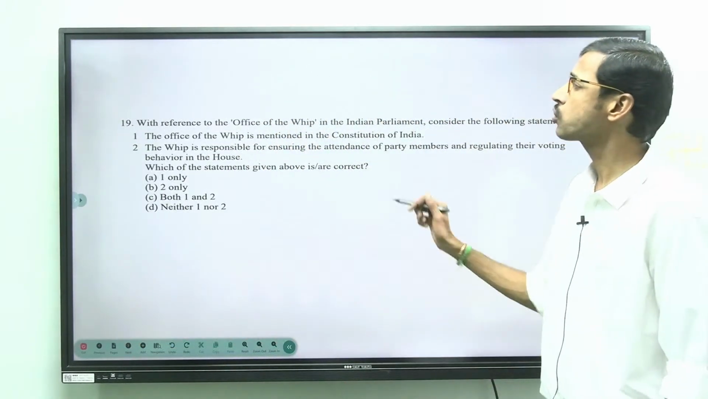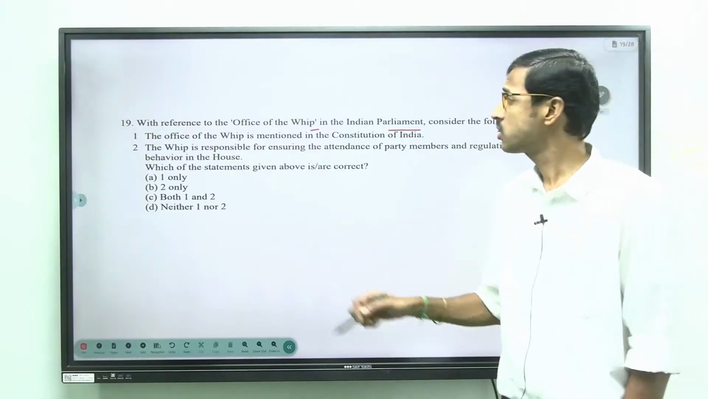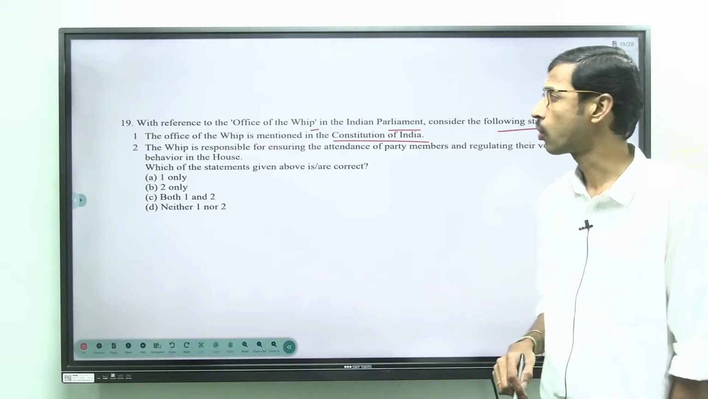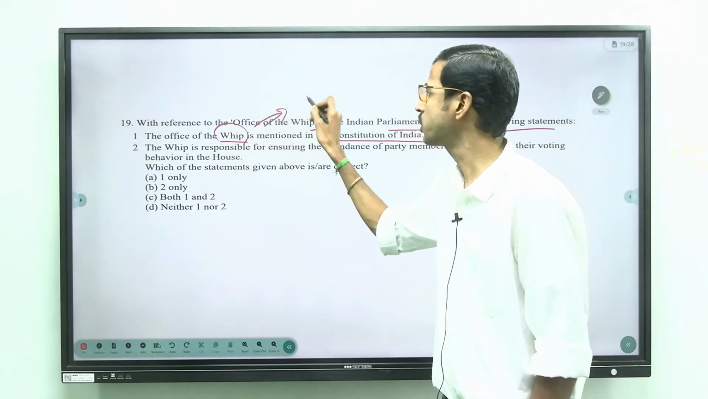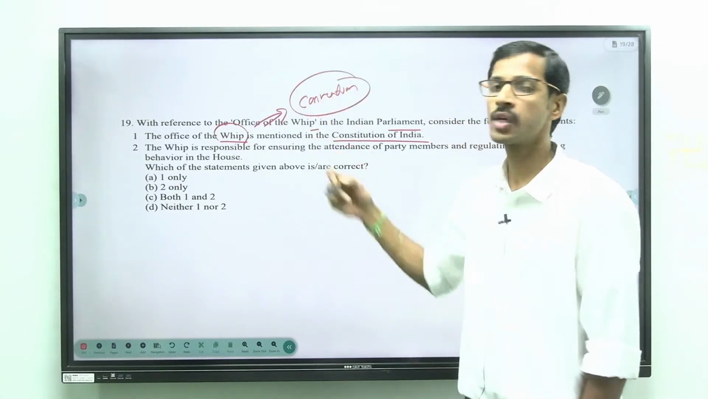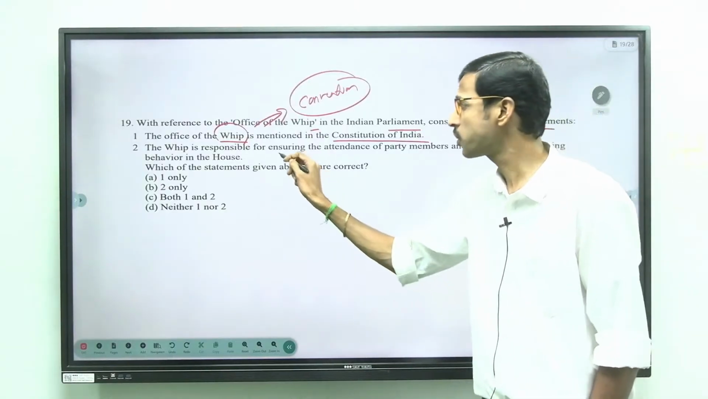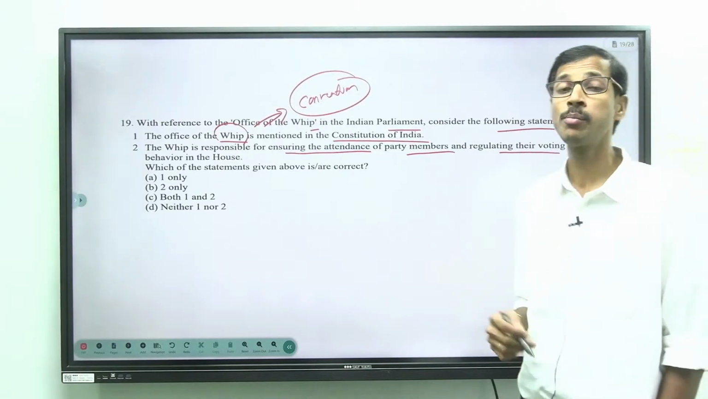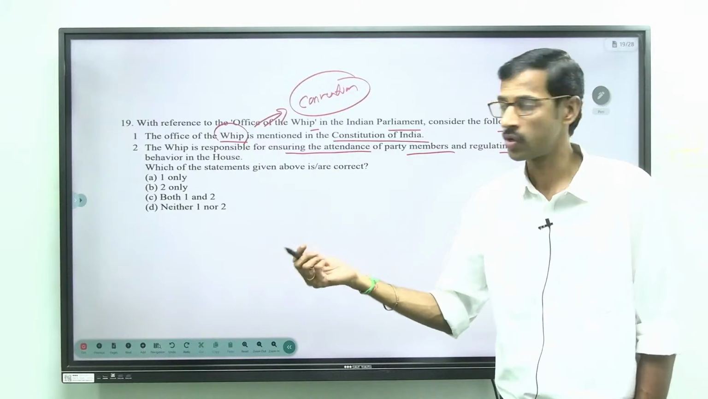With reference to the office of the whip in the Indian Parliament, consider the following statements. It is mentioned in the Constitution of India. Is the office of the whip mentioned? No, it's just a formality, right? It is a conventional rule only, a traditional practice only. It was not mentioned in the Constitution. Whip is responsible for ensuring the attendance of the party members and regulating their voting behavior in the house. It is just to protect or to control their behavior, right?